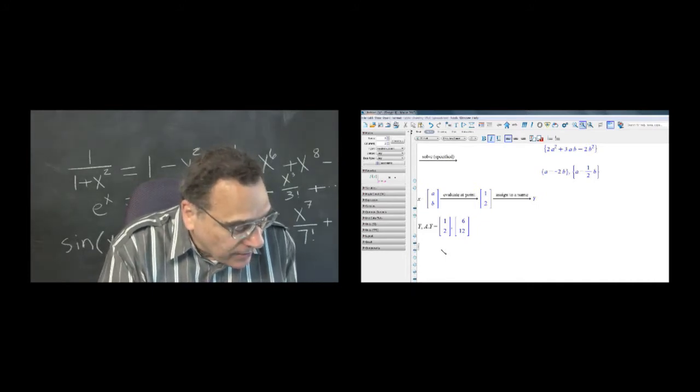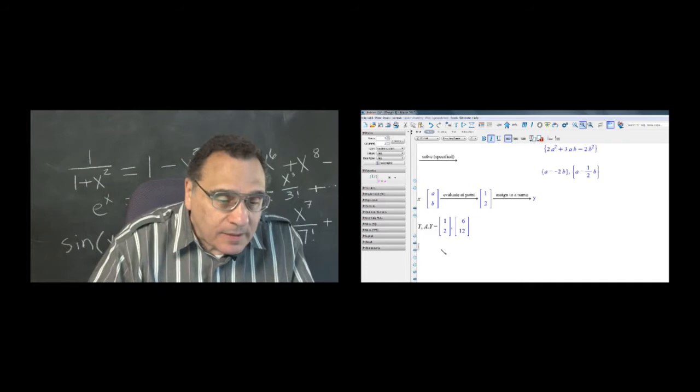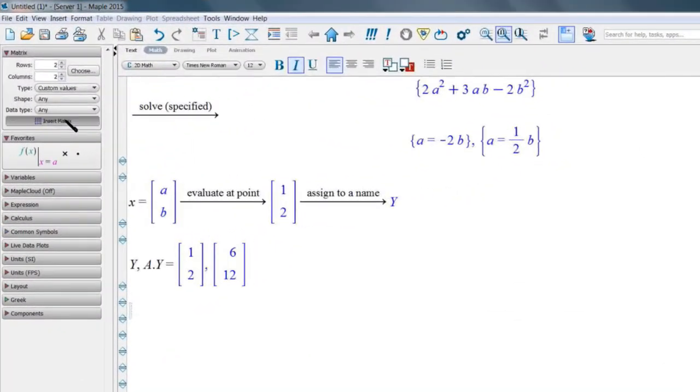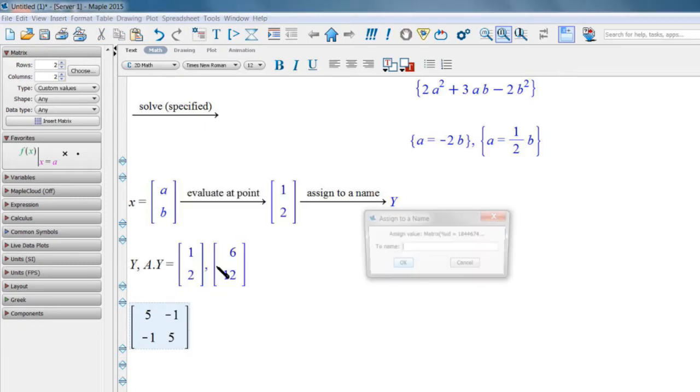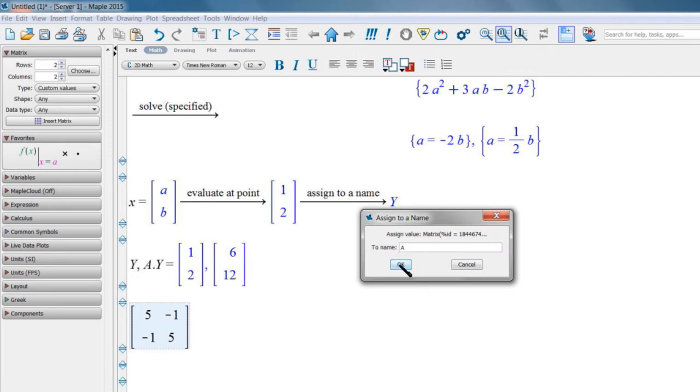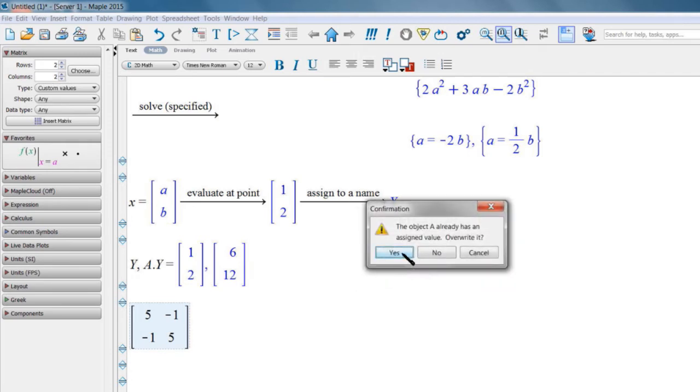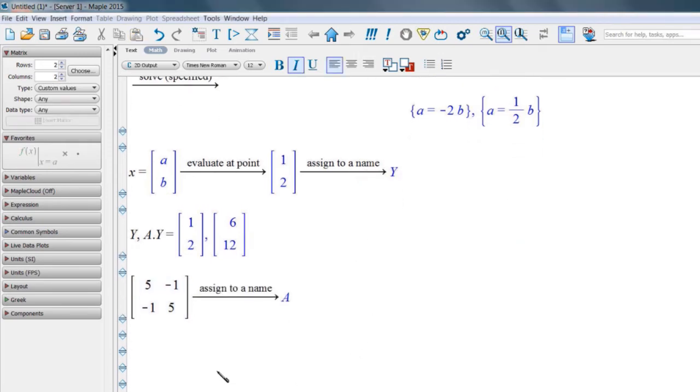Let's try another matrix. So I'm going to put another matrix in here. And this one, I will do 5, minus 1, minus 1, 5. Call this, again, A. Maple will say to me, you've already used A. You want to overwrite that name? Yes. Okay.